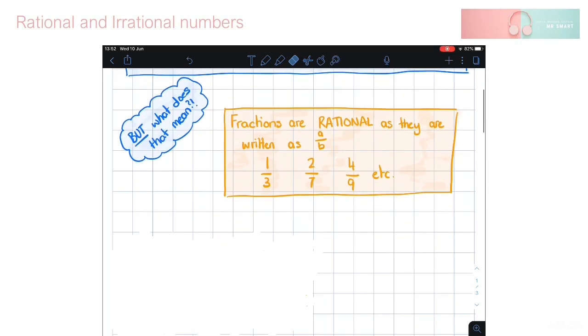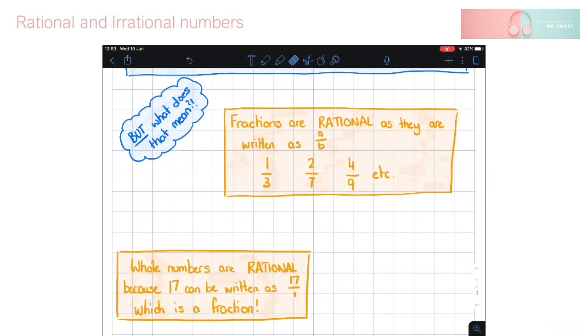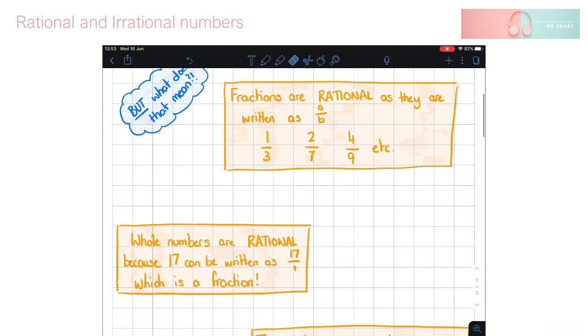Also, whole numbers. So for instance, the number 17 can be written as 17 over 1, which makes it a fraction and therefore makes it rational. So all whole numbers are also rational numbers.